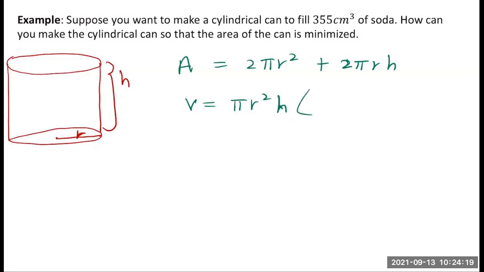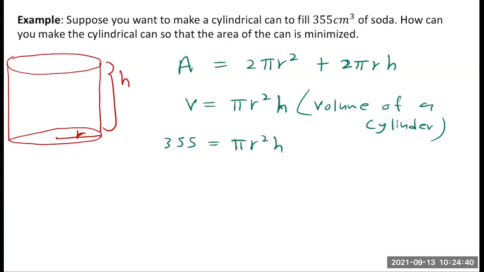Let me write it here. Volume of a cylinder is pi r squared h. But in this case, we are given the value of V. The value of V is 355, which is equal to pi r squared h. From this, I can find the value of h. I'm going to isolate h. The value of h would be 355 divided by pi r squared.